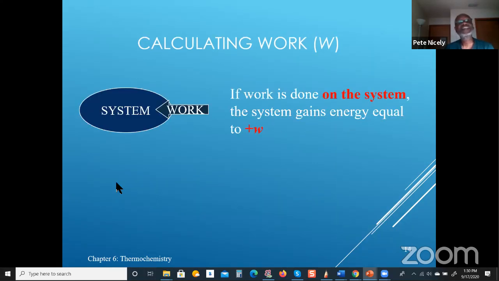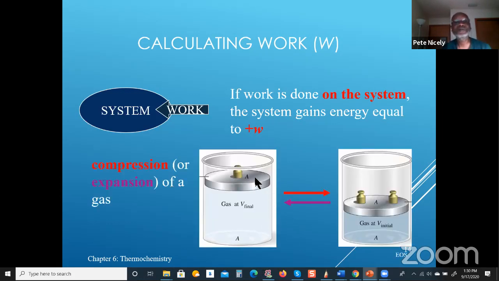On the other hand, if work is done on the system, then as far as the system is concerned, work will be positive. And that is what happens as you go from here to here, right? As you go from here to here, compression is taking place, which means that the surroundings is doing work on the system, which results in a smaller volume. And therefore, as far as the system is concerned, the work will be positive. All right. Okay.